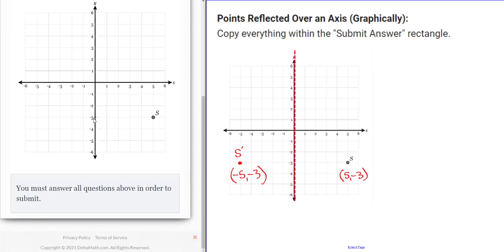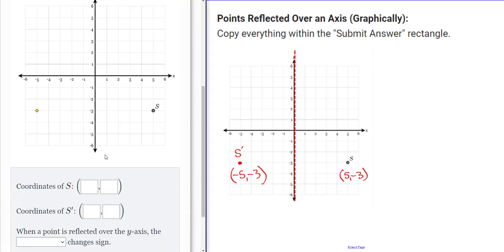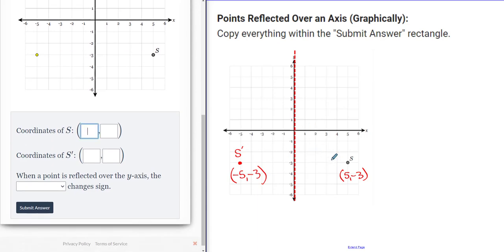All right. So again, just visually seeing what's going on, let's go back to the graph and fill it out. So we had to get this point. This was 5 to the right, so we're going to go 1, 2, 3, 4, 5 to the left. And now we fill out the ordered pairs. The ordered pair for S is 5, -3. And then the coordinates of S prime is -5, -3. Again, you don't have to graph it, but if it helps you, maybe consider that.